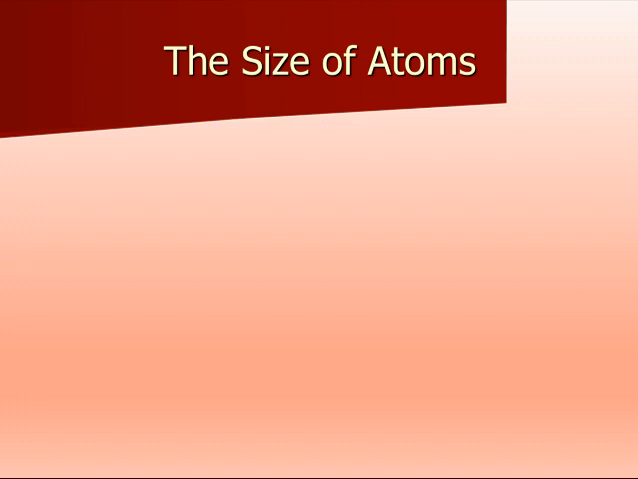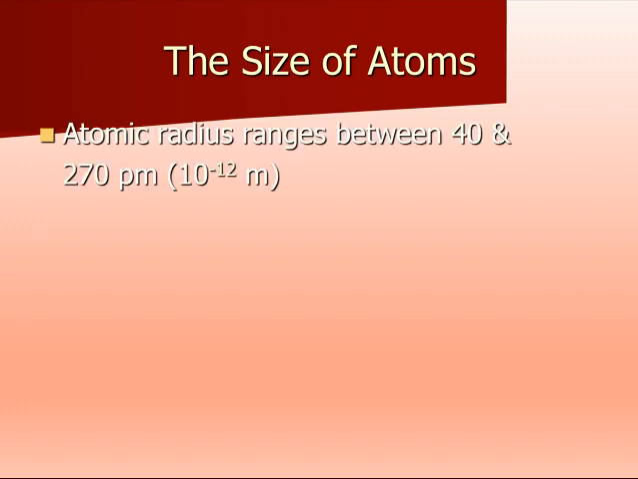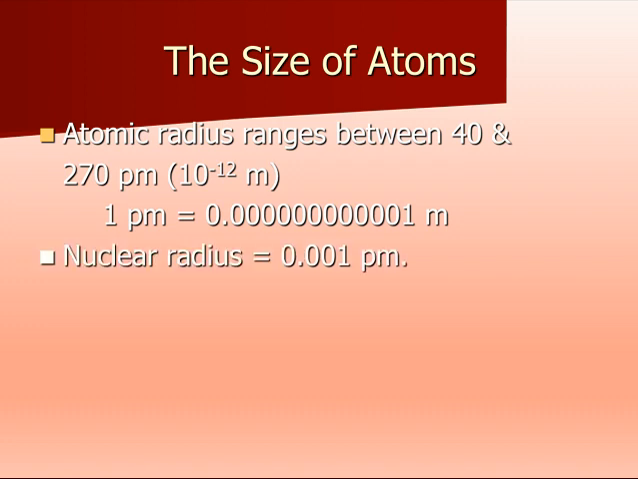One last thing I want to leave you with, I want to put this in context, the size of atoms. An atomic radius, the radius of an entire atom, is anywhere between 40 and 270 picometers. And a picometer is about 10 to the negative 12th meter. So a picometer would be 0.000000000001 meters. The radius of the nucleus, however, not the atom, but just the nucleus, is about 1/1000th of a picometer. And this goes back to this idea that most of the atom is empty space, and the nucleus accounts for essentially none of the volume of an atom.